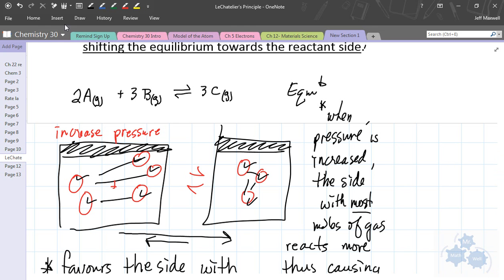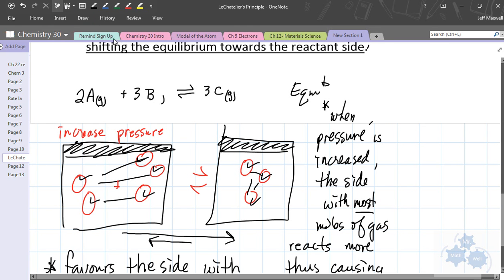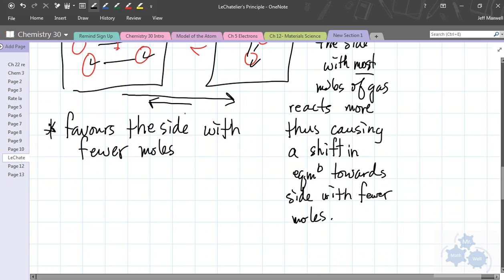So let's change this. So this one right here, if we were to change this, and this is solid, and that's solid over here, then we have 2 moles of gas on this side, and we have 3 moles of gas on this side. We do not even consider the solid here. So if this was the case, increase in pressure here would shift the equilibrium that way. Does that make sense? Okay, it shifts towards the side with the fewer moles of gas. So we should make sure we remind ourselves of that, of gas.